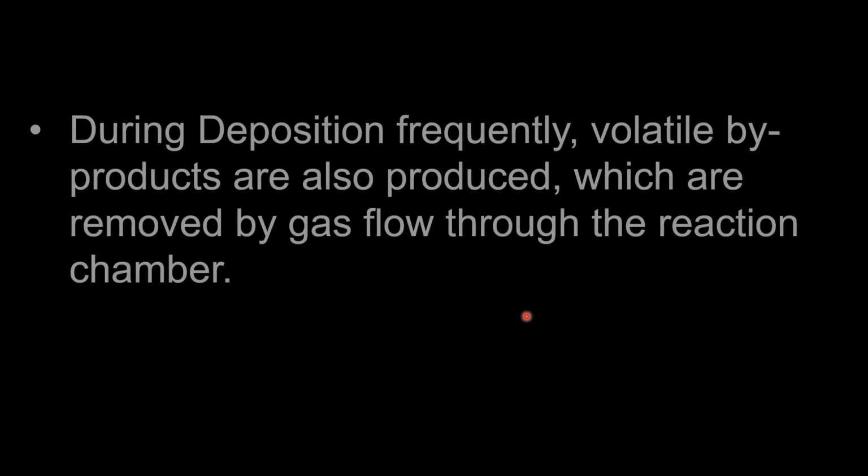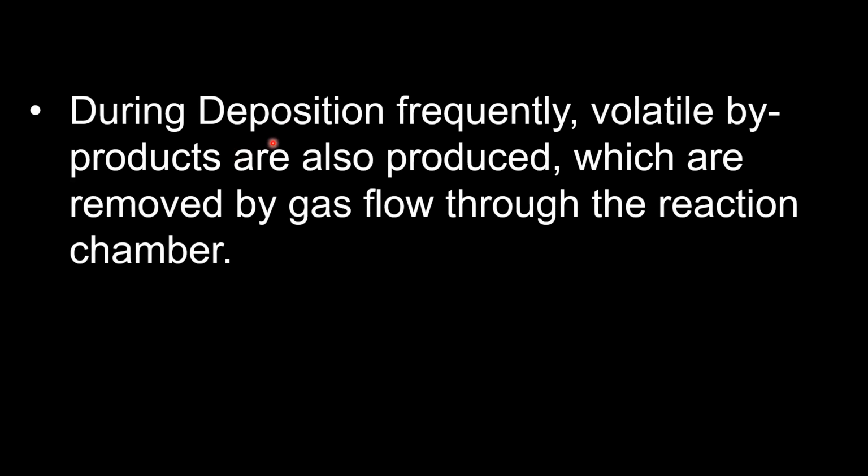Student, please note that during a chemical vapor deposition process, frequently volatile byproducts are produced, which are removed by gas flow through a reaction chamber. As I previously discussed, in the chemical vapor deposition process, a carrier gas takes the precursor gas into a reaction chamber. In the reaction chamber, the precursor gas reacts chemically on the surface of the substrate and gets converted into a solid thin film.